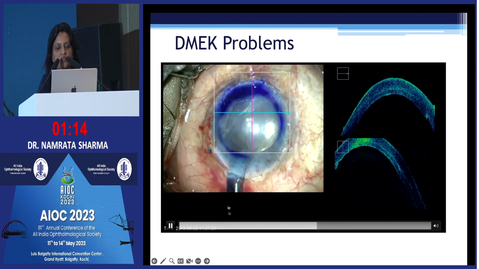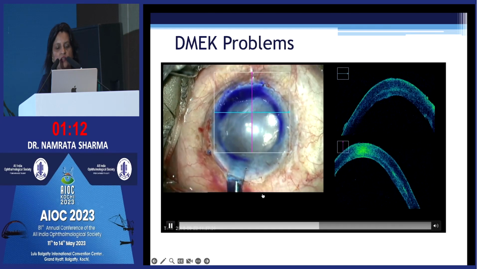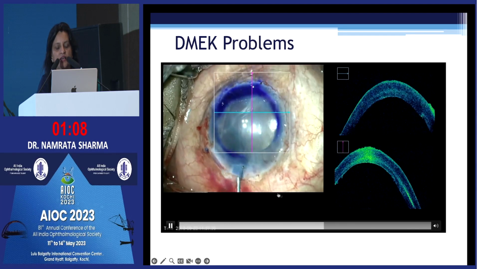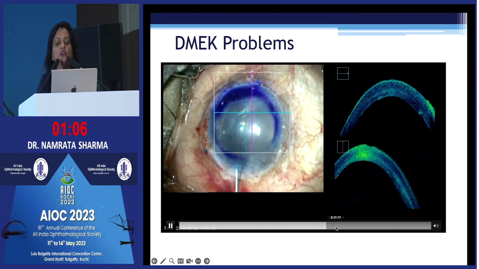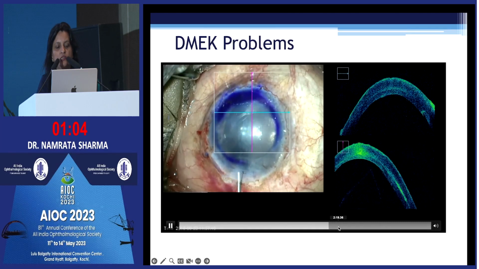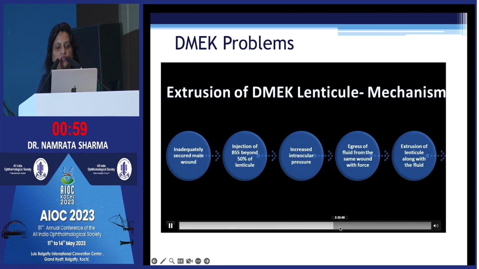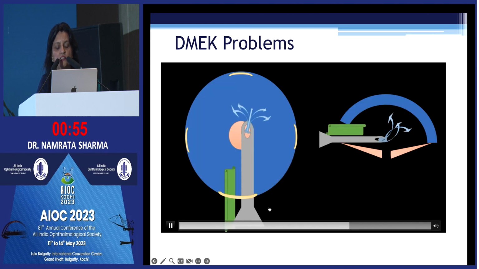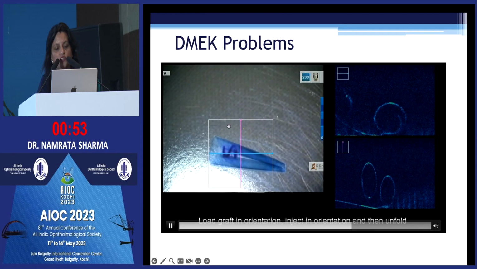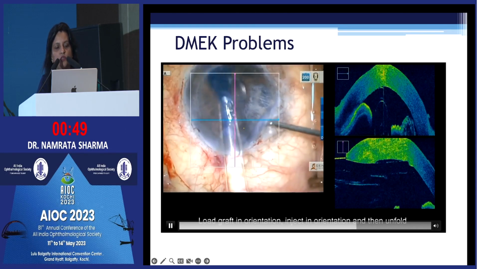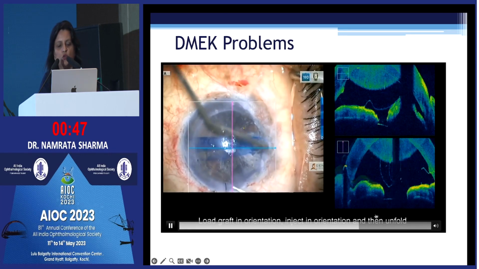And this is again the partial evacuation of the graft that can be seen. The immediate temptation is to just push it back in as has been done, because you don't want it to come out and then redo the whole thing. And this has happened after the graft was already in position. So extrusion of the DMEK lenticule is happening. And again, it is important to know where you are pushing your fluid. If your fluid goes beyond that area, then it's going to be a problem.